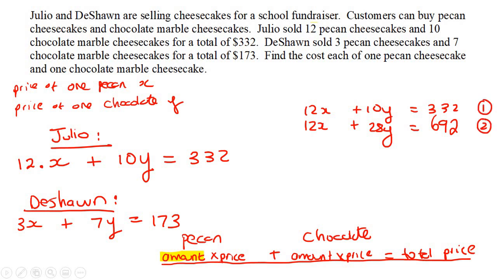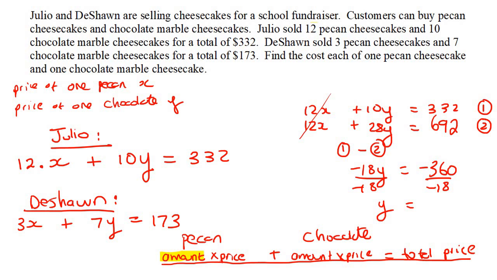I'm just going to subtract them now. So I'm going to say equation number 1 minus equation number 2. This part would cancel. Then you're going to end up with 10 minus 28, which is minus 18y, and then 332 minus 692, and that will give us negative 360. Then I'm going to divide both sides by negative 18 in order to get the y by itself, and so y is 20. What that means is that the price of one pecan cheesecake is $20.